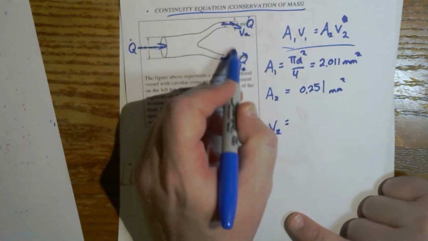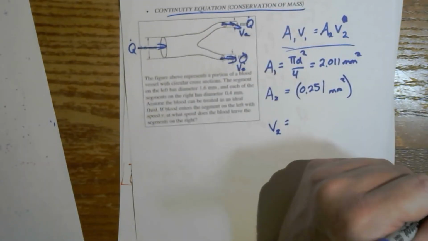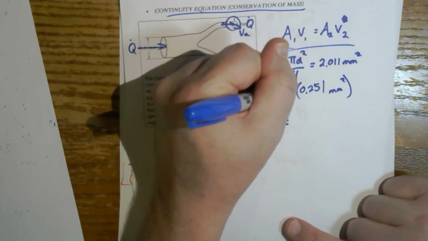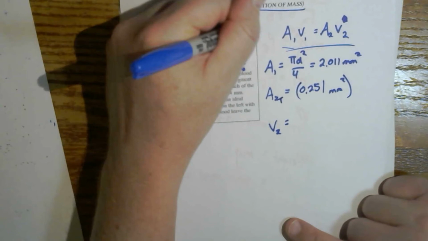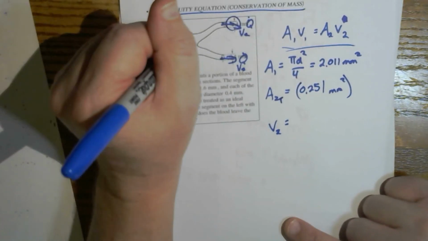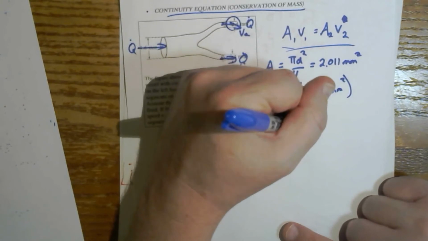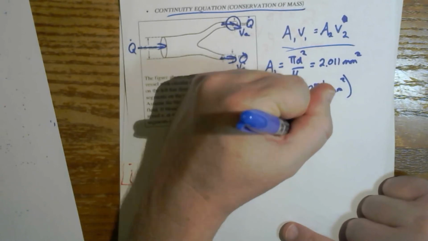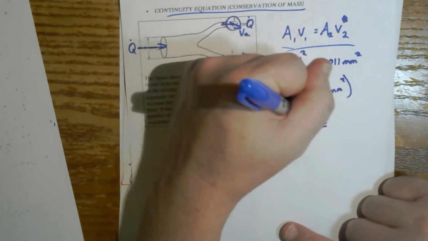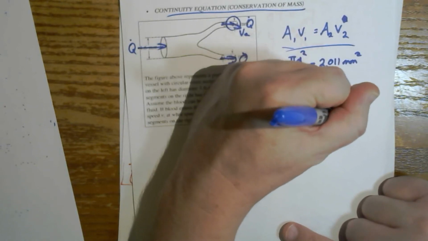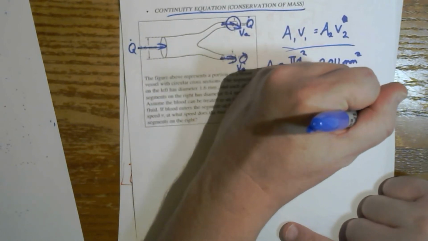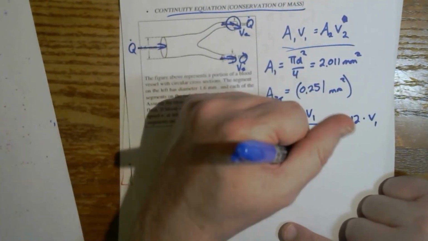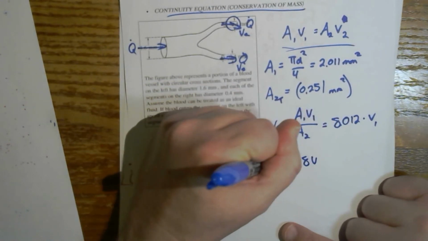I'm sorry. Back here on area 2, we need to actually multiply this number by 2. The individual ones was like 0.125, something like that. So this is actually the total area of both of these combined. Sorry about that. And so then velocity 2 is A1 times the first velocity divided by the second area. And you plug your numbers in and you get 8.012 times the original velocity. So it's about 8 times as fast coming out.